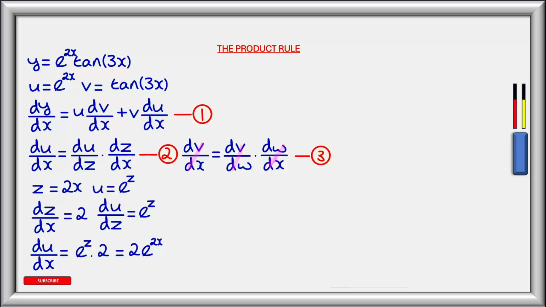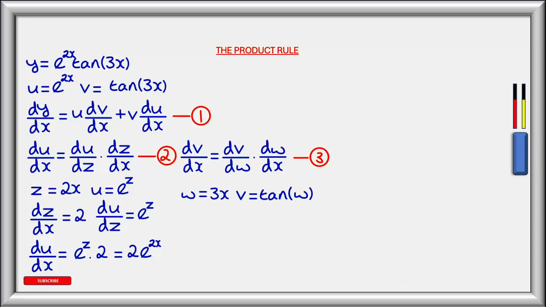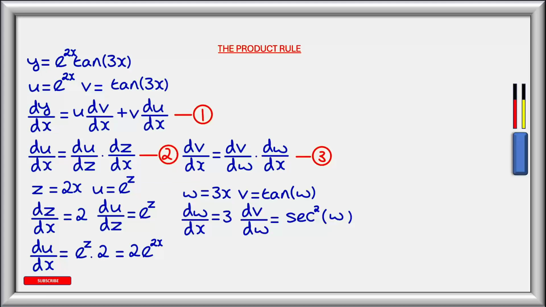And so for this one, we need to define inner function w. And so if v is equal to the tan of 3x, then the inner function here is 3x. So we let w equal 3x. And therefore v is equal to the tan of w. And so the derivative of w with respect to x, where w is equal to 3x, is 3. And the derivative of v with respect to w, where v is equal to tan w, is secant squared w.